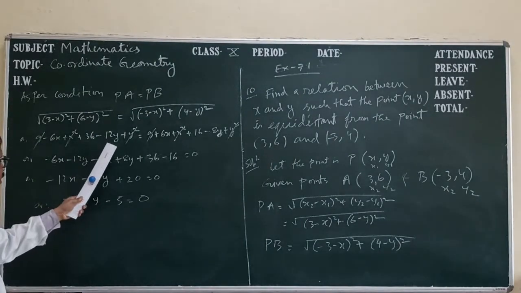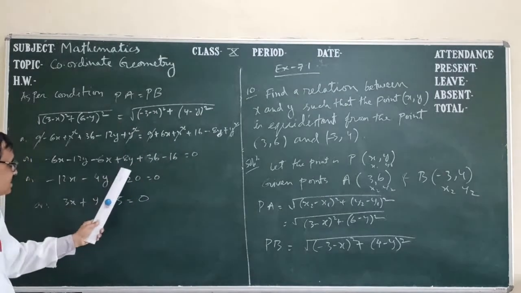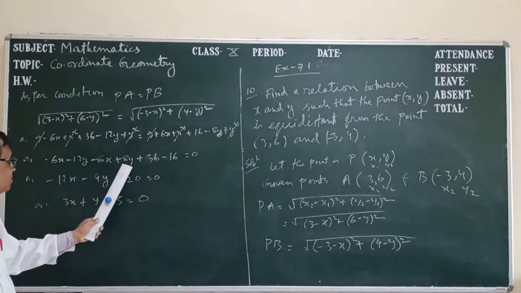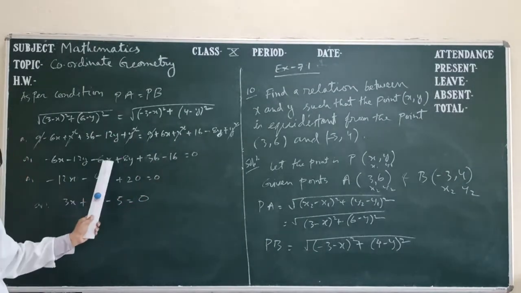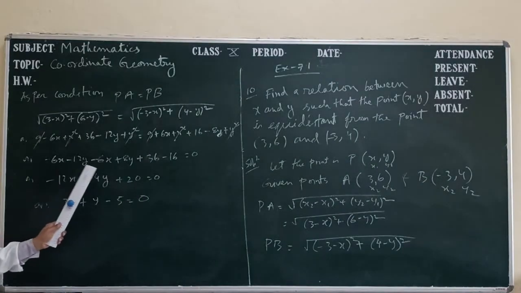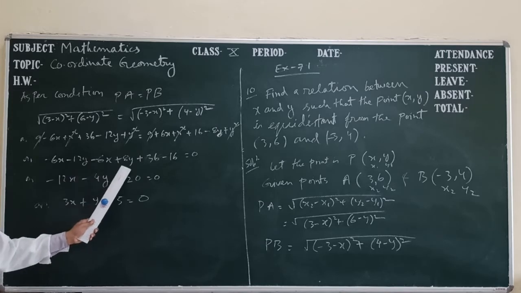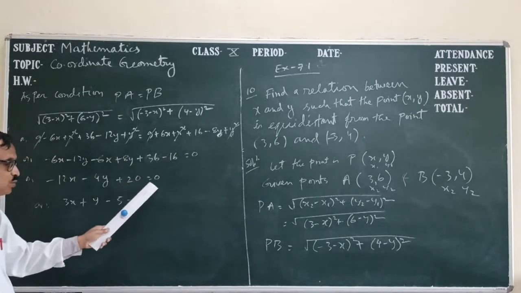The 12y and minus 8y will be shifted here, and the 6x also. Here it is plus 36, and this 16 will be shifted here, so it should be minus 16. Now minus 6x minus 6x is minus 12x, minus 12y plus 8y is minus 4y, and 36 minus 16 is 20, equal to 0.